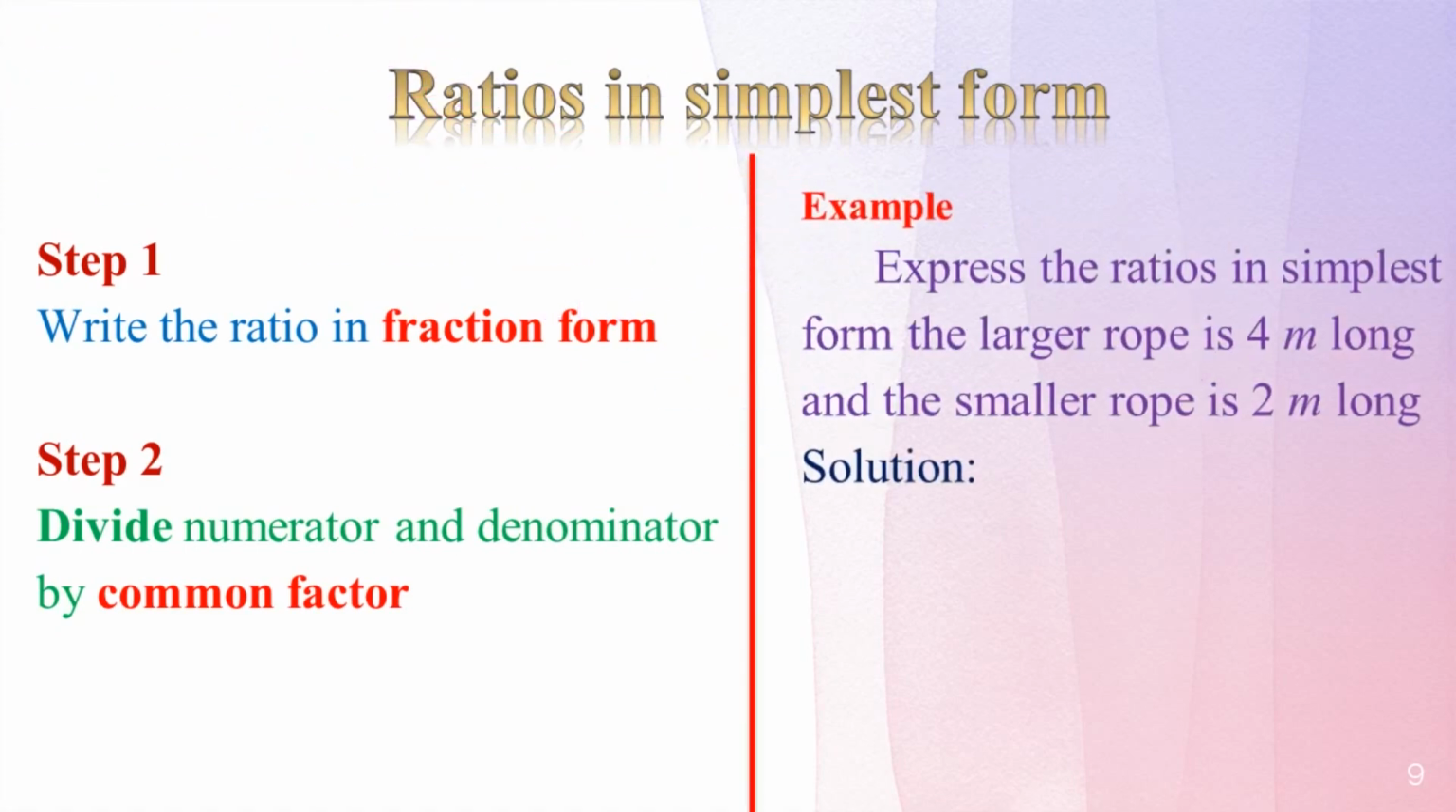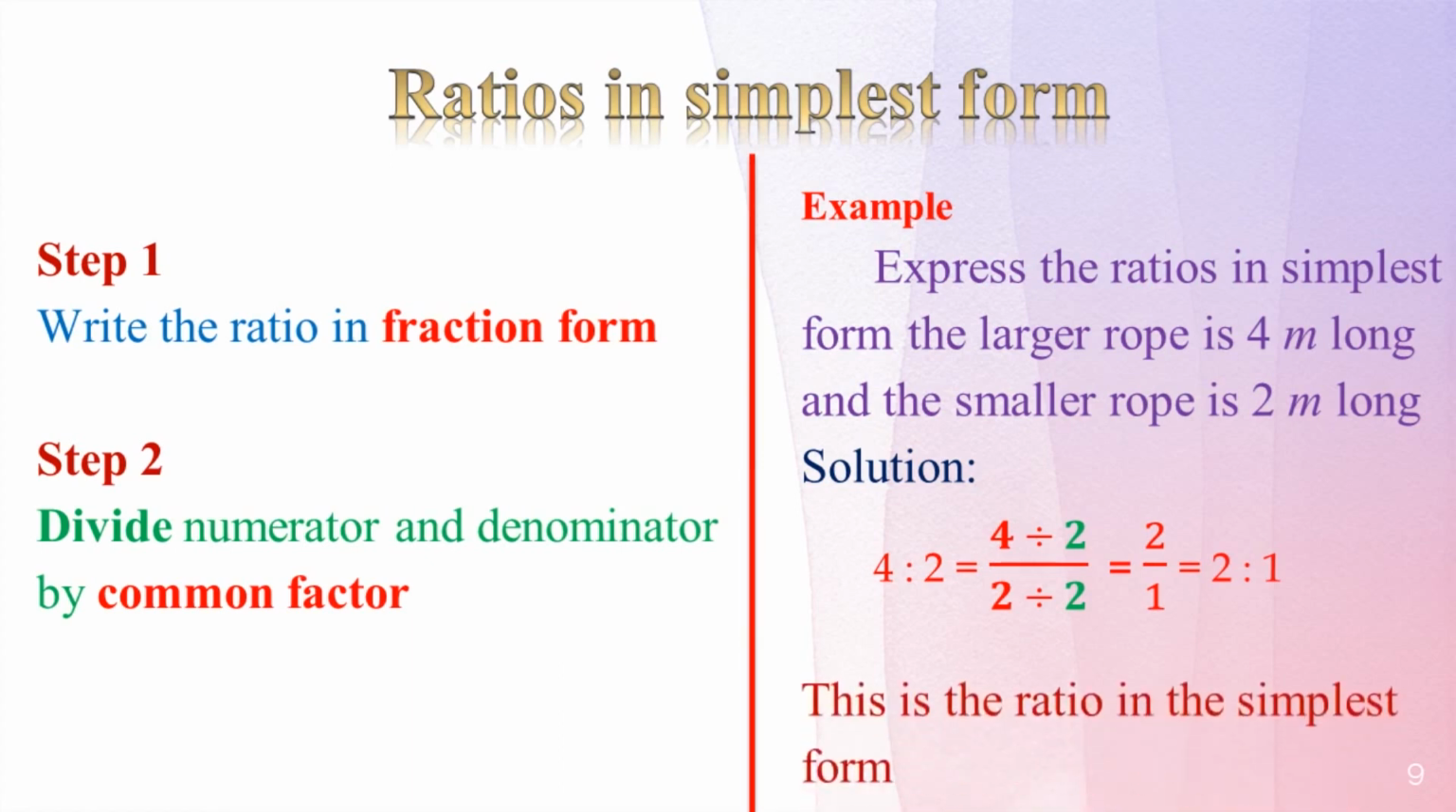For example, express the ratio in the simplest form: the larger rope is 4 meter long and the smaller rope is 2 meter long. Solution. First write 4 is to 2. Now convert it into a fraction, that is 4 by 2. The common factor is 2. So divide the numerator and the denominator by the common factor 2. When you divide, you will get 2 by 1. We can write the ratio as 2 is to 1. That is the simplest form of the ratio.